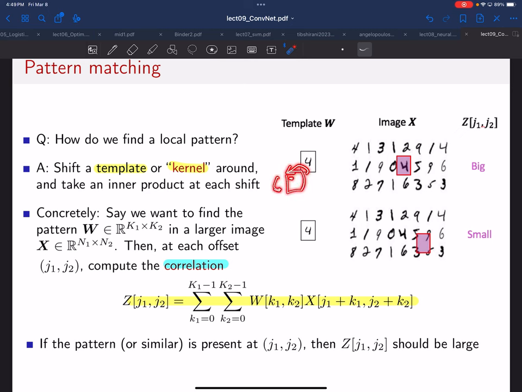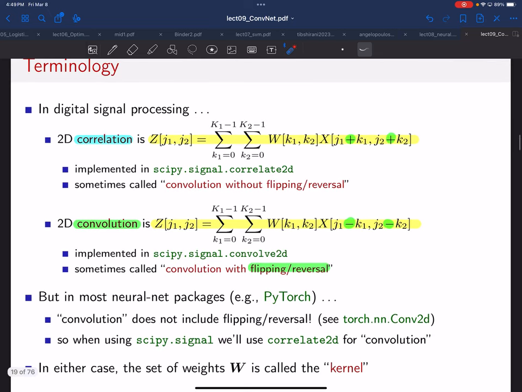So, okay, that would be a horizontal flip, and then a vertical flip looks like that. That's essentially the difference between convolution and correlation. Sometimes this operation is called convolution without flipping and reversal, whereas this is called convolution with flipping and reversal. So the point is that they're extremely similar. If you want to make them exact, all you need to do is flip your template.